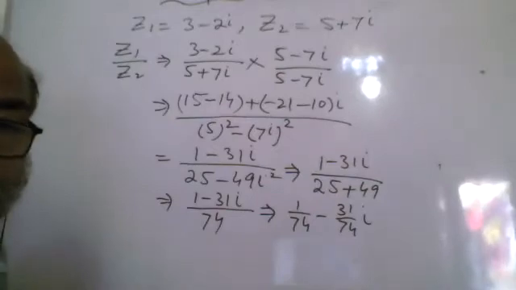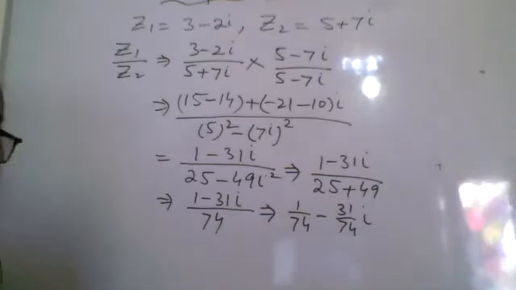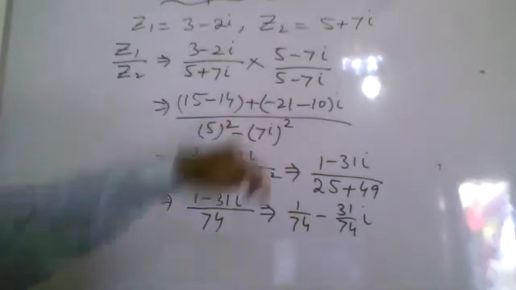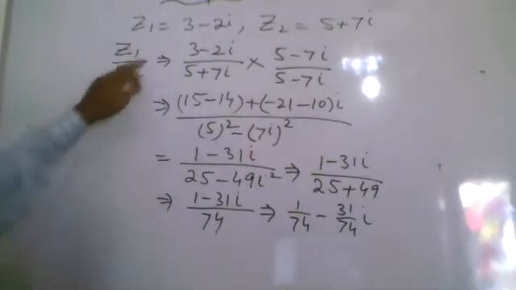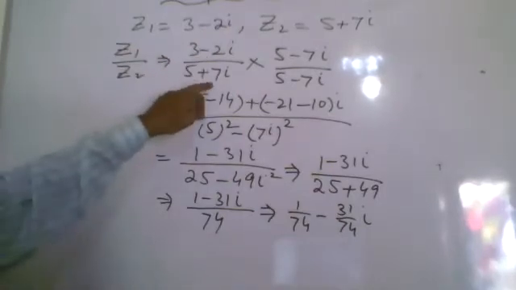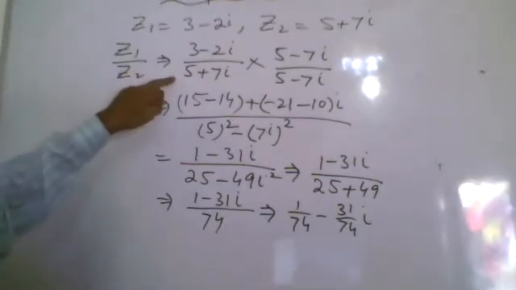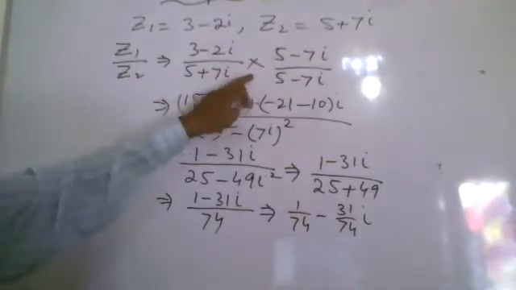1 upon 74 minus 31 upon 74 iota. This is the final answer of Z1 divided by Z2. Z1 is 3 minus 2 iota, Z2 is 5 plus 7 iota. So Z1 upon Z2 will become 3 minus 2 iota upon 5 plus 7 iota. So we will multiply this one by the conjugate of the denominator. This is denominator 5 plus 7 iota. Its conjugate will be 5 minus 7 iota. We'll divide and multiply by the conjugate of the denominator.